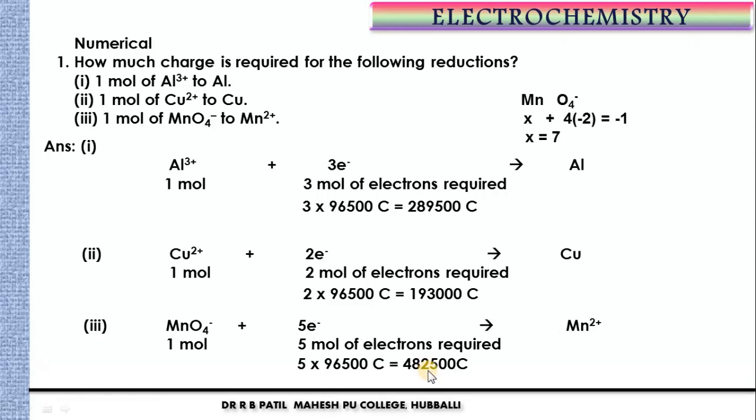4,82,500 coulombs. Students, this type of question is important in the first main of your annual exam question paper. That is a 1 mark part. In that, usually they ask 1 mark questions of this type. So that's why practice it thoroughly. Now let us move to the second question.